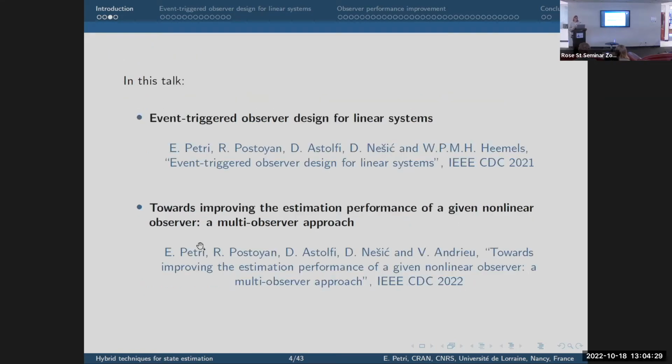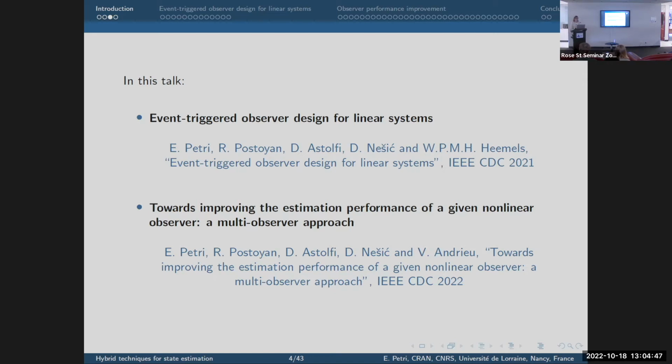I will divide the talk in two parts. The first part considers this work, titled Event-Triggered Observer Design for Linear Systems, which falls in the third group of the ones that we saw before, so when there is a network between the plant and the observer. This work was presented last year at the CDC.